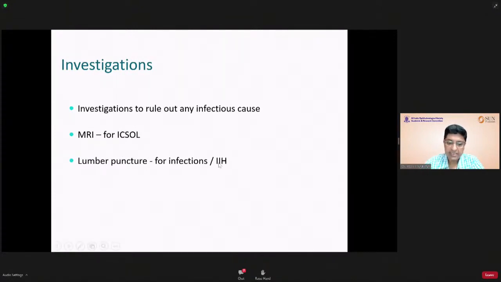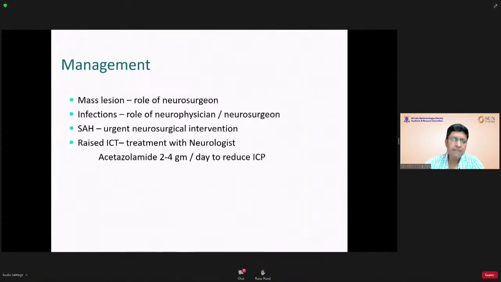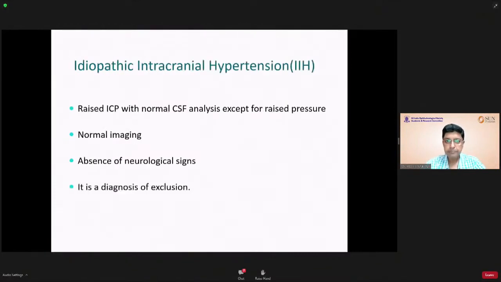A lumbar puncture becomes essential if there is an IIH, to rule out infections. And if there is a mass lesion, you need to refer to a neurosurgeon. The presence of infections, of course, again, a neurophysician. But if there is a possibility of raised intracranial pressure, which is confirmed on a lumbar puncture, your treatment is with a neurologist, where you may require to give up to 2 to 4 grams of acetazolamide.